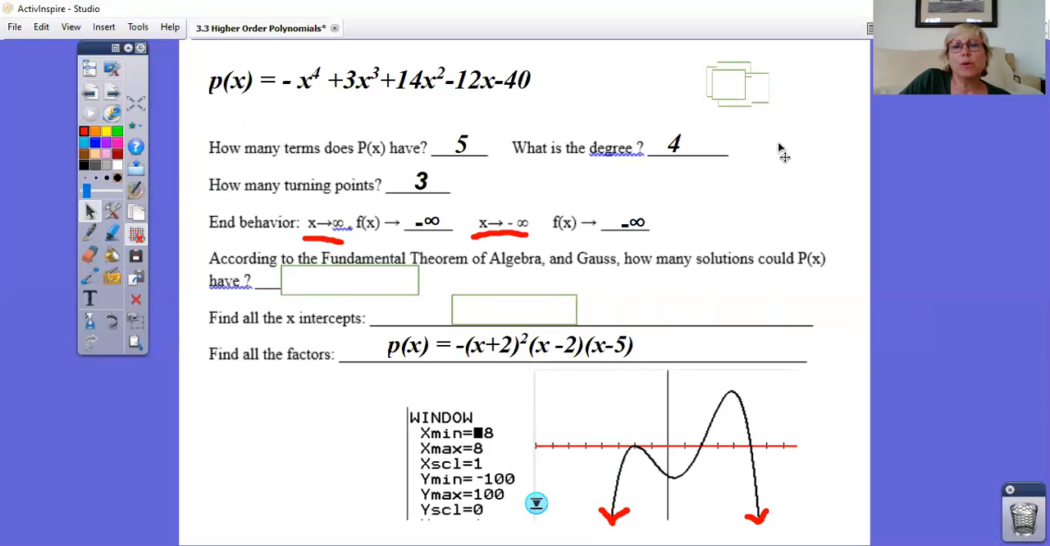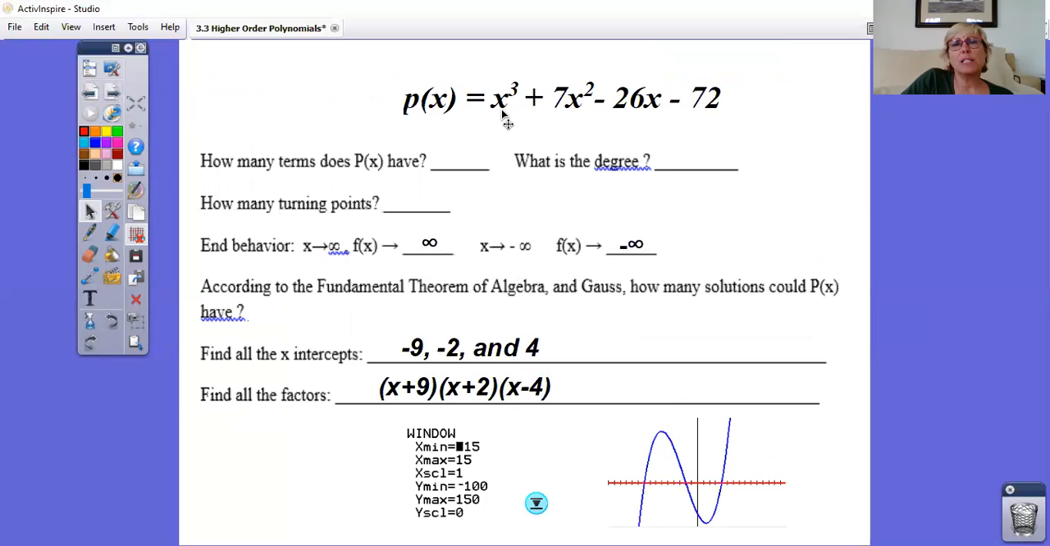According to the fundamental theorem of algebra, Gauss says the degree is 4. Look for 4 solutions. You might have 4, 2, or 0. In this example, I have 4. So the negative 2 has a multiplicity of 2. I count it twice. Positive 2, the graph crosses, and at 5, the graph crosses. They have a multiplicity of 1.